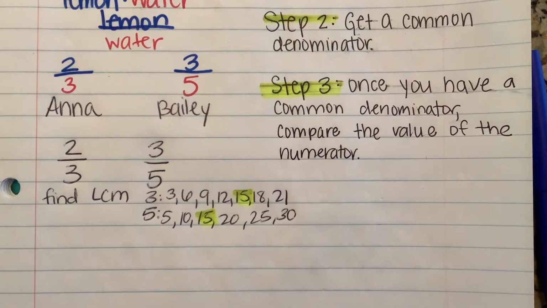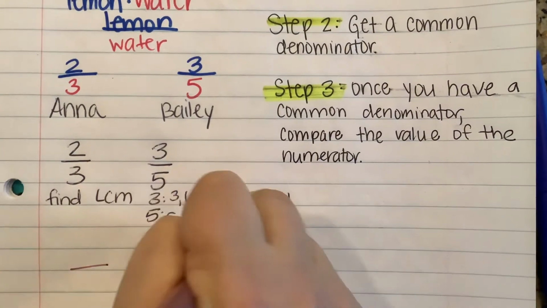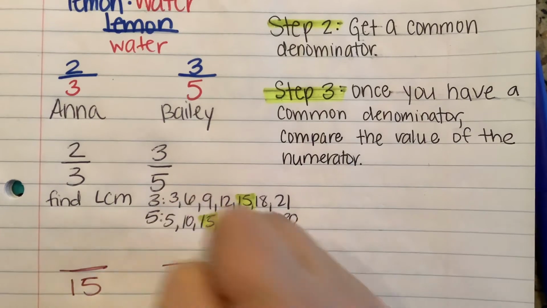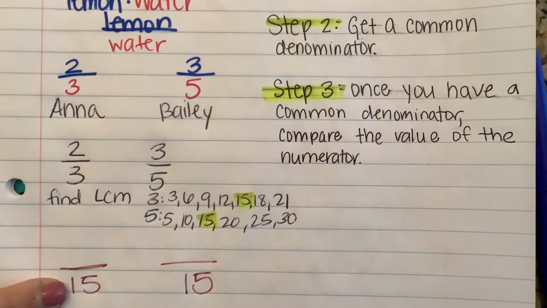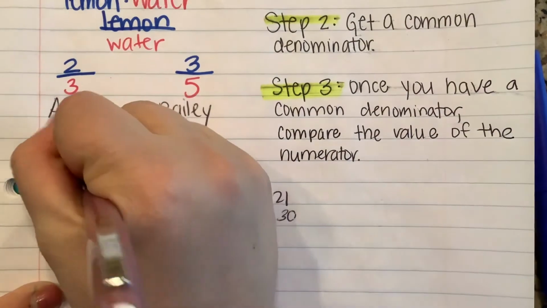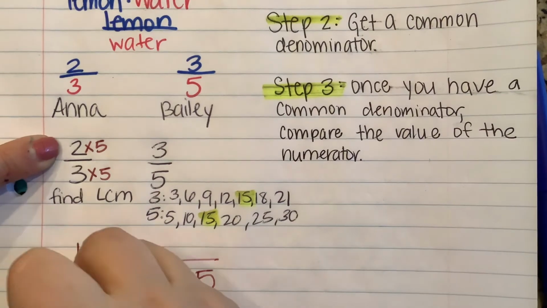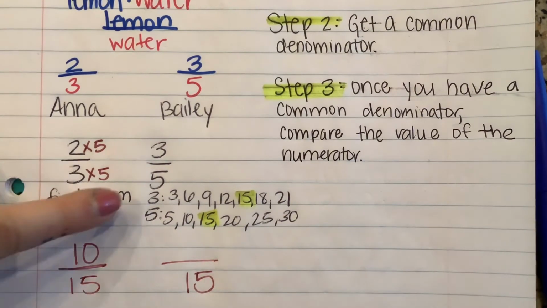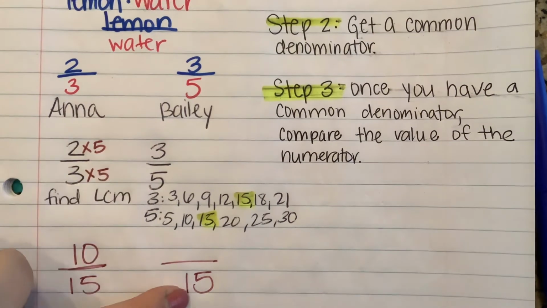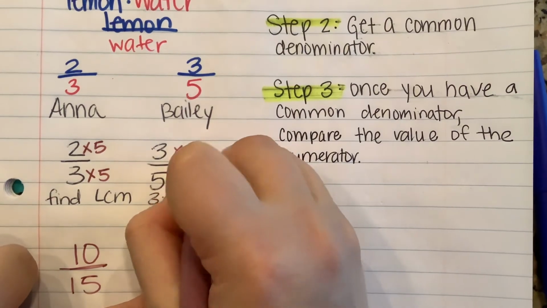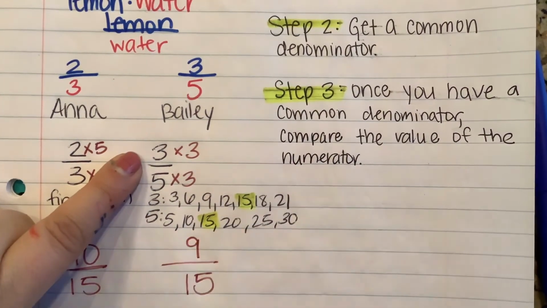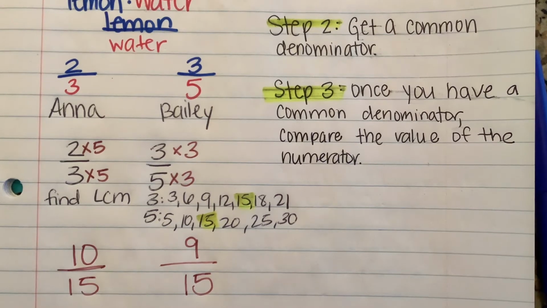So with our common denominator being 15, I'm going to rewrite my problem here. I need to ask myself, how did I get from 3 to 15? Using multiplication, we multiplied by 5. Whatever we do to the denominator, we always do to the numerator. So that gives me a numerator of 10. Same thing over here. How did I get from 5 to 15 using multiplication? Think multiply by 3. Whatever I do to the denominator, I have to do to the numerator. 3 times 3 is 9. Okay, so now I have my common denominator, and we can move on to step 3.